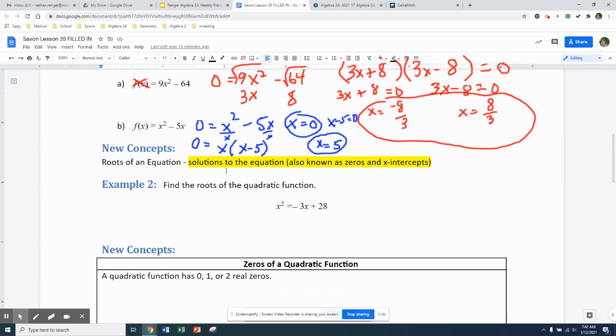We're going to find the solutions, again, also known as zeros and x-intercepts.